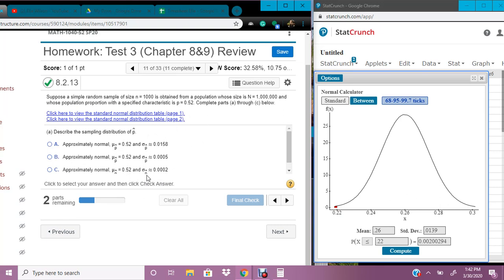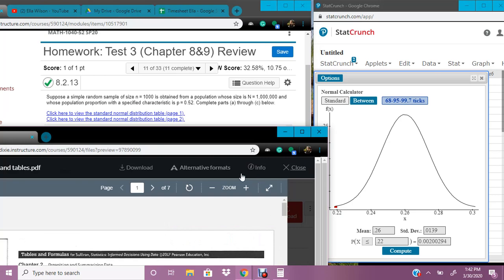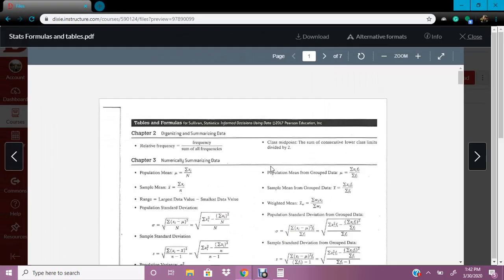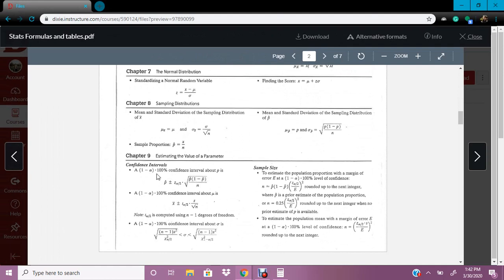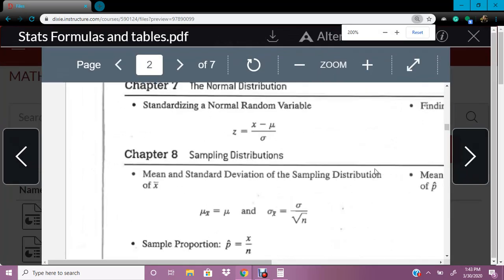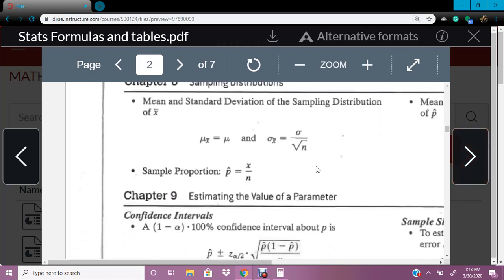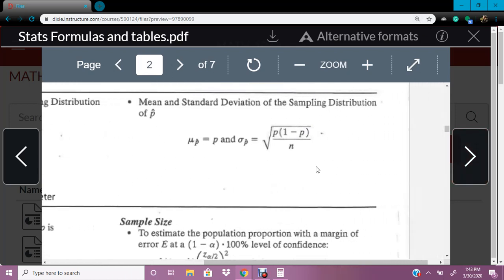And then to find our standard deviation, we need to use an equation. I'm going to show you guys that. This is the formula sheet. And if we go down to chapter 8, it's this equation right here. I don't know if you guys can see that. Let me see if I can zoom in. This equation: the square root of p times 1 minus p over n.